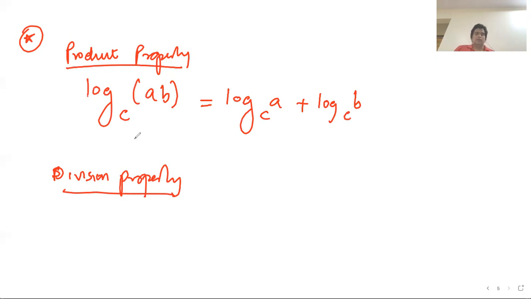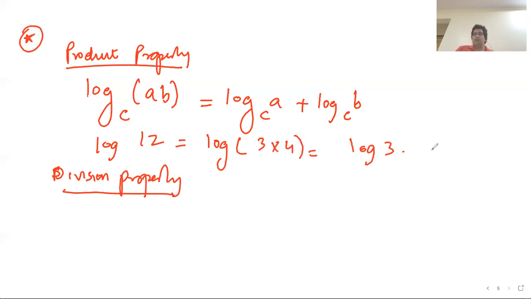So for example, I've got log 12 to the base, let's say if there is no base, then it means that the base is 10 by default. So I can break this as 3 times 4 if I want. It can be written as log 3 plus log 4. And these values are exactly the same. So whether you calculate this on a calculator together or alone, if you find their values, they're going to be the same. So this is referred to as the log property of the product.